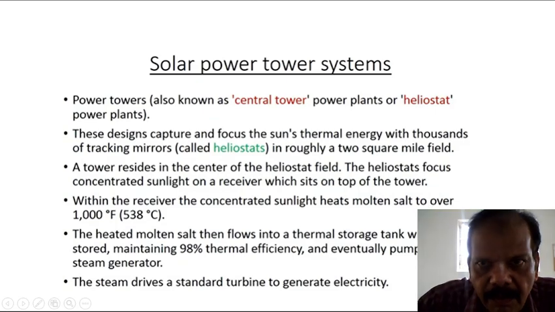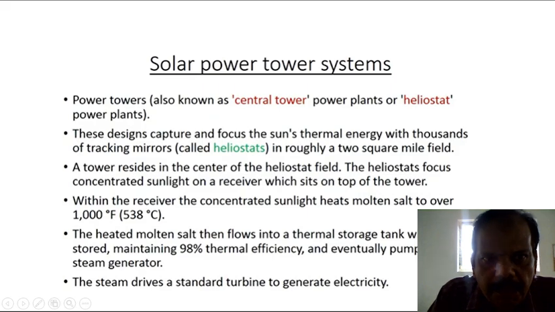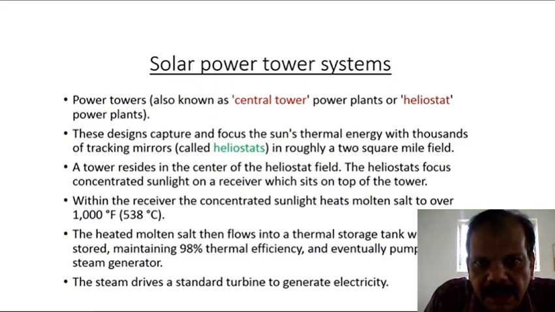Next, the solar power tower system, also known as the central tower or the heliostat power plant. These designs capture and focus the sun's thermal energy with thousands of tracking mirrors called heliostats. Spread roughly over a 2 square mile field, all the energy is captured and reflected to one single point above the tower, which is called the central tower.